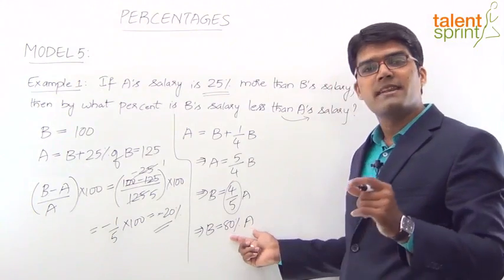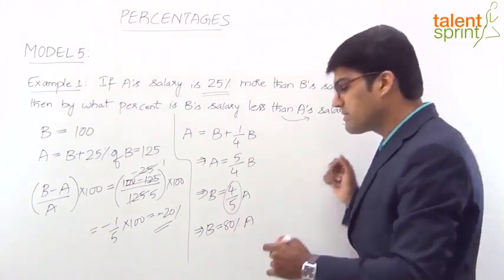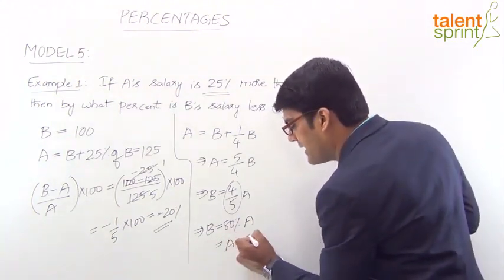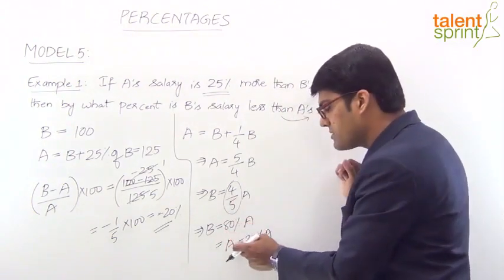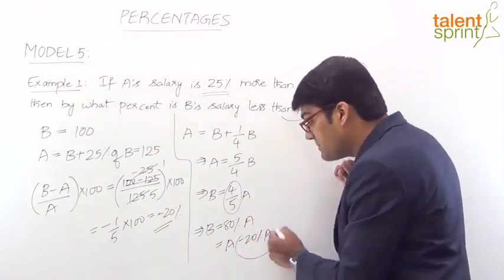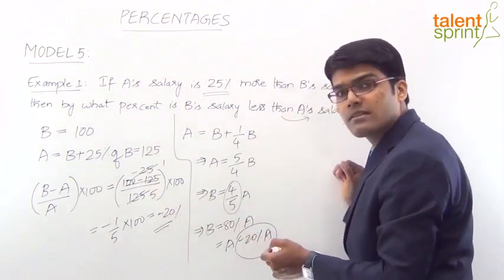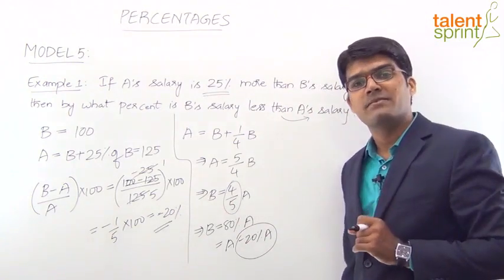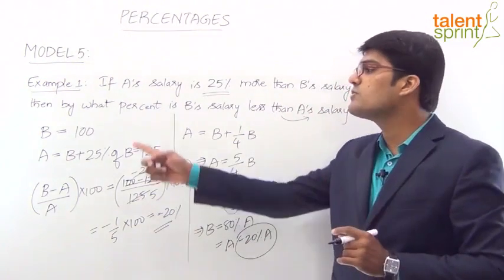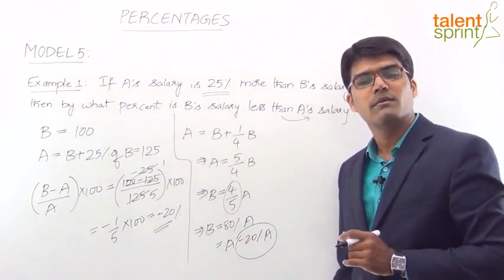80% of A can be split as 100% of A minus 20% of A. Right? We can take it as A minus 20% of A. A itself is 100% of A, right? So 100% of A minus 20% of A, which means it is 20% less. That's what we have got here, right? Minus 20%. So we can conclude that B is 20% less than A. So this is the method where, without assuming any value for B, we can solve the given question.